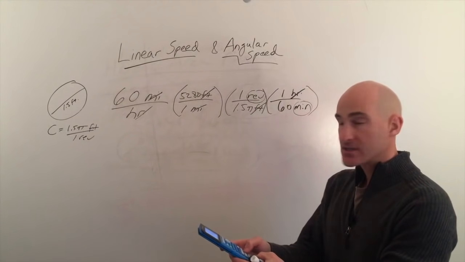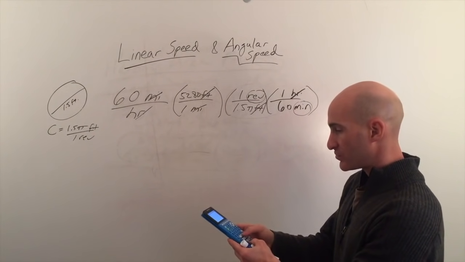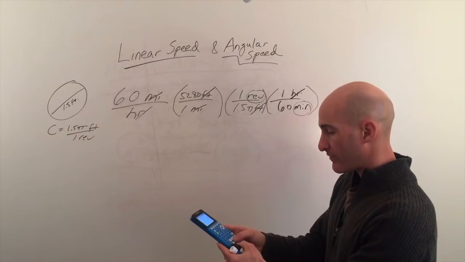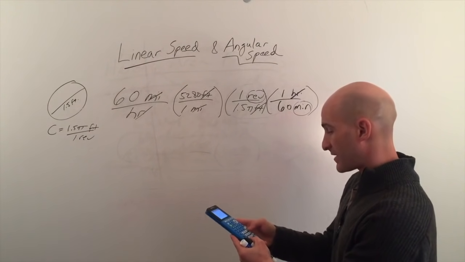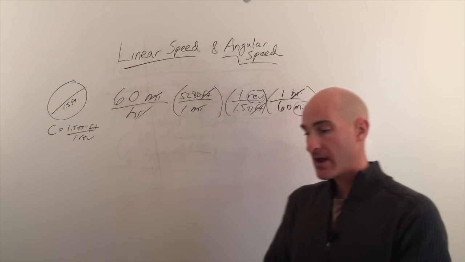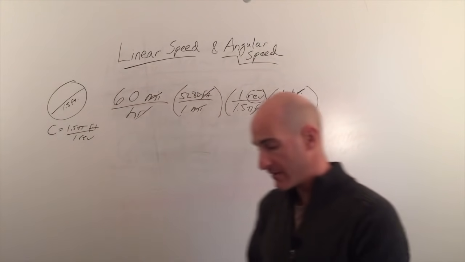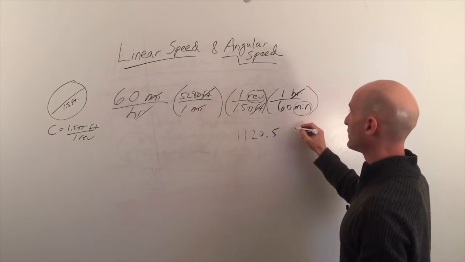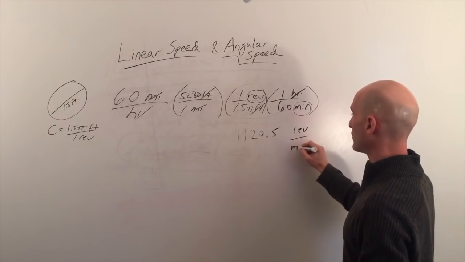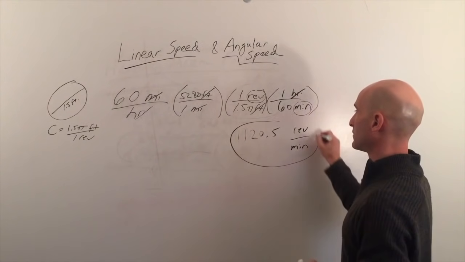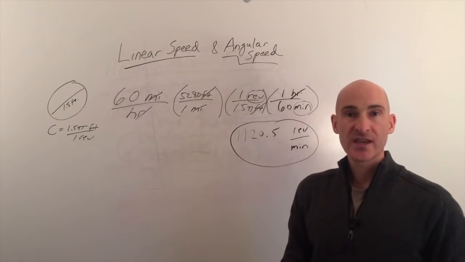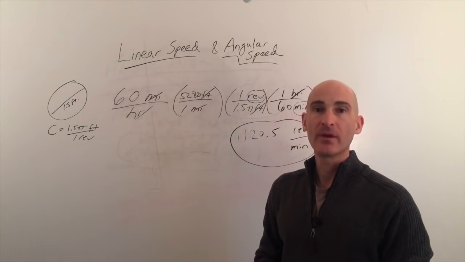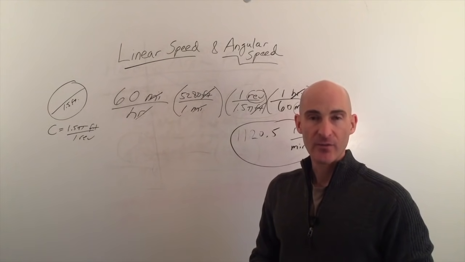If you want to compare, 60 times 5,280, divided by, in parentheses, 1.5 pi times 60. So we get 1,120.5 revolutions per minute. So these are a couple examples for finding linear speed and angular speed. Just think of it as a unit conversion problem, and that'll make it simple to solve.